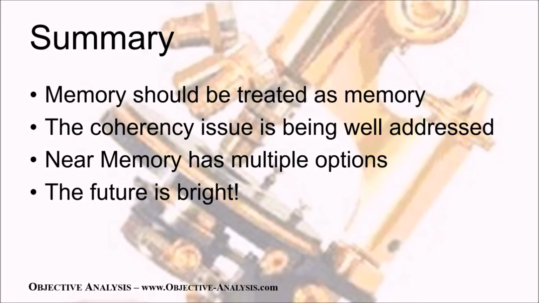So that brings us to the end of the presentation. Here's a brief summary. For the best performance, memory should be treated as memory and not accessed through an I/O bus. CXL, OpenCAPI, C6, and GenZ all have done a good job of addressing coherency issues in far memory. There are also good alternatives for near memory: DDR, HBM, and OMI. Computer architecture will benefit from these advances.